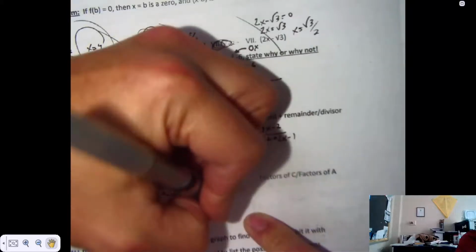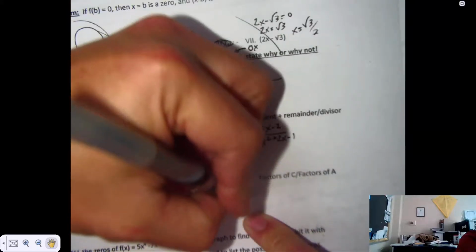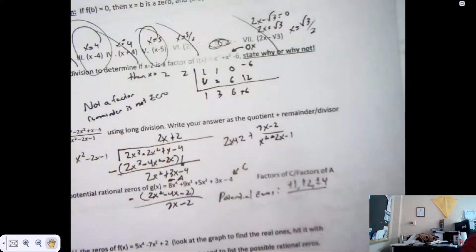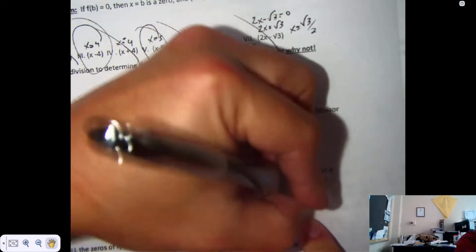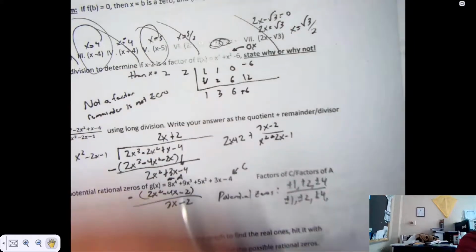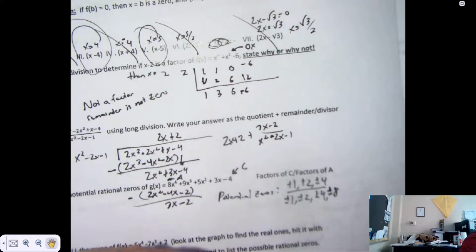All right, so my potential zeros. To get to a 4, we need a plus or minus 1, plus or minus 2, and a plus or minus 4. 1 times 4 is 4, 2 times 2 is 4. Pretty simple. To get to an 8, it's basically the same list, except you add a what? 8. Now you got to go through and do the division.